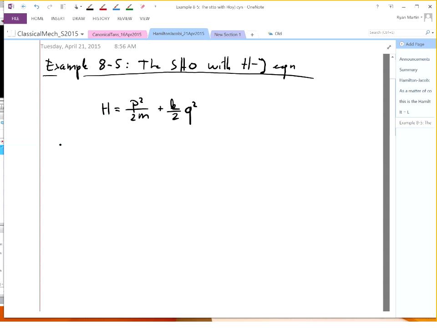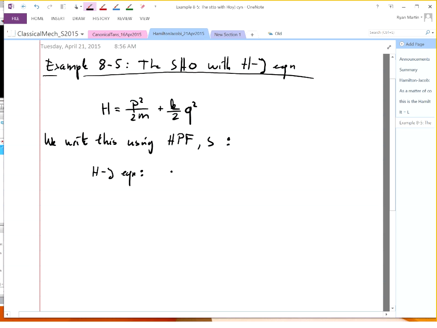So we write this using Hamilton's principal function, S. Okay, so remember the Hamilton-Jacobi equation, the HJ equation, is that H, the Hamiltonian, which depends on Q (I'm not going to put any Q_i's in here because there's only one), depends on ∂S/∂Q, that's lowercase p, and T, plus ∂S/∂T equals 0. Right? That's the Hamilton-Jacobi equation.